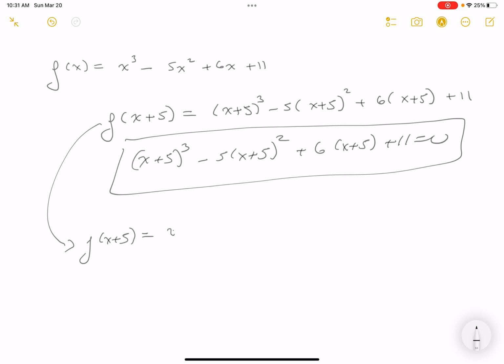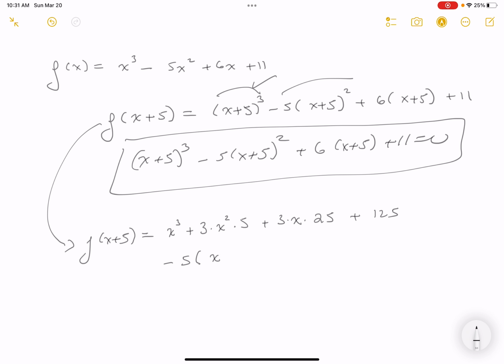x cubed plus 3 times x squared times 5. Let's see, 3 times x times 5 squared, which is 25. We'll simplify this later. And then 5 cubed, which is 125. So this term has been done. Now let's do this. A little more complicated, but let's write this down.